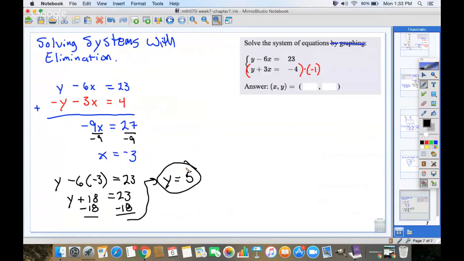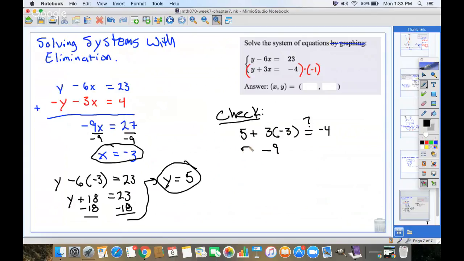To confirm that this really is a solution, plug it into the other equation to check. Otherwise, you don't know. You could also graph to check. I'm going to plug in. So y is 5 plus 3 times x, which is -3. It's supposed to equal -4. So positive times a negative is a negative. 5 minus 9 is -4. So I get -4 equals -4, which is true. I definitely found the right point.